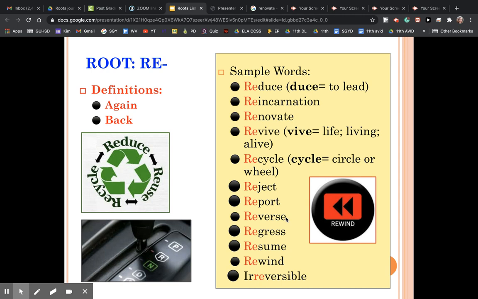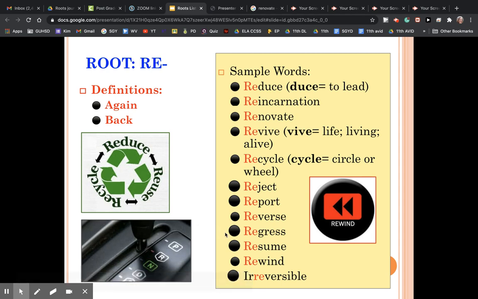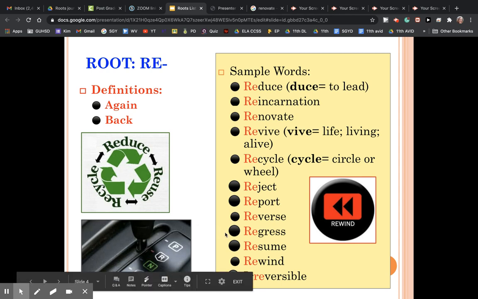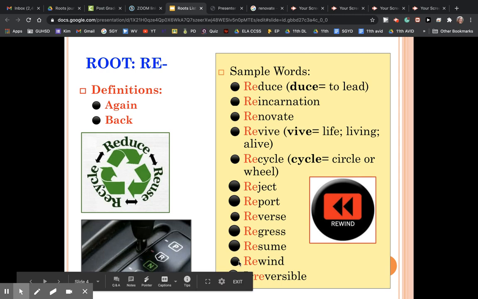Reverse means to change something or to go back. So here we have this picture of a car in reverse. It's going backwards. Regress, to go back to an earlier and worse condition, and resume, to start doing something again after being stopped.